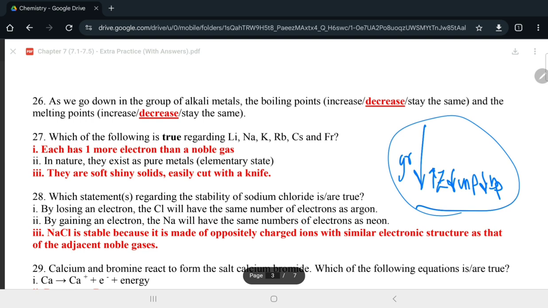Which of the following is true regarding the first group? They have one more electron than a noble gas. It's true. I don't need to explain it again. They exist as pure metals. It's false. They are mixed together, and they are soft and shiny.